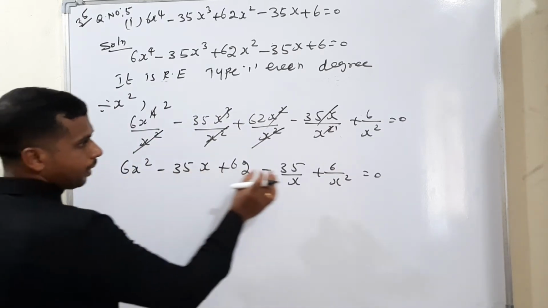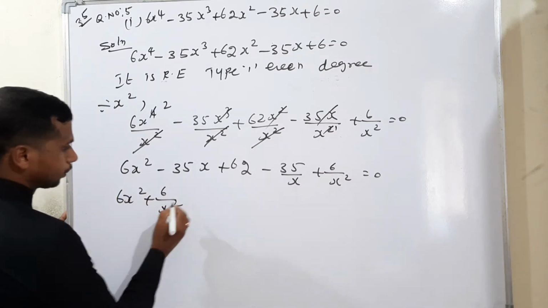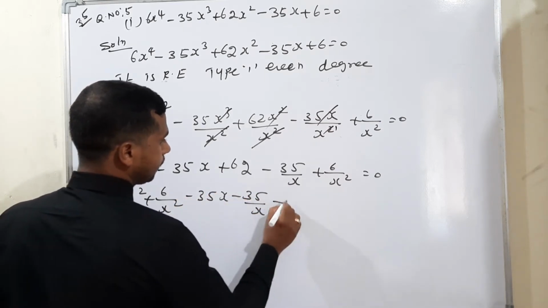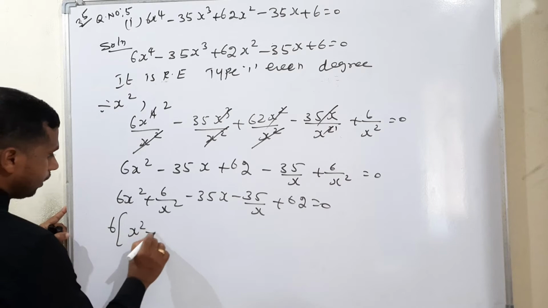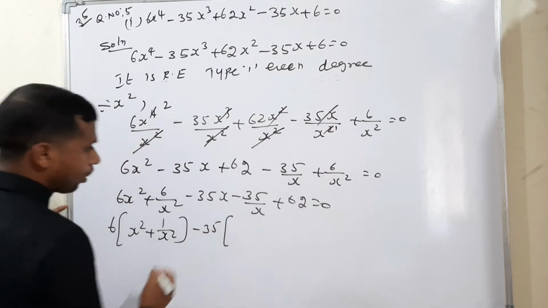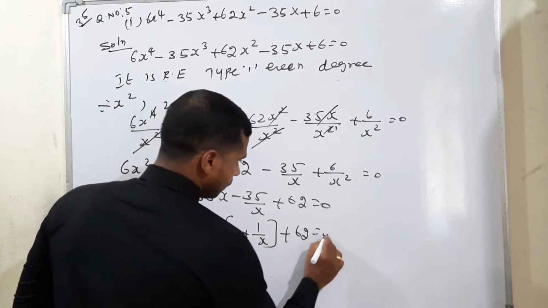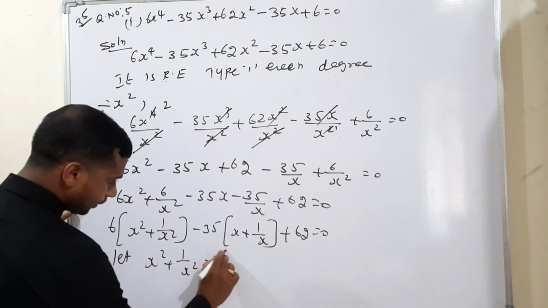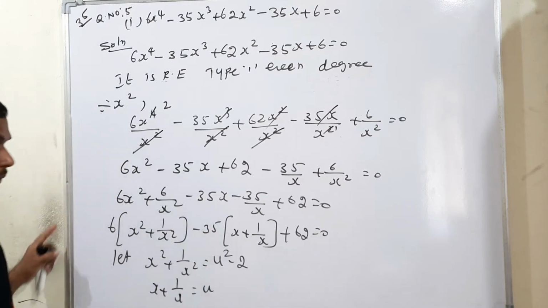Like terms means 6x square comparing with 6 by x square. So 6x square plus 6 by x square minus 35x minus 35 by x, then constant 62 is equal to 0. Again, 6 take common outside: x square plus 1 by x square, then minus 35 take common outside: x plus 1 by x, then constant. So let x square plus 1 by x square be considered as u square minus 2. Next, x plus 1 by x be considered as u.